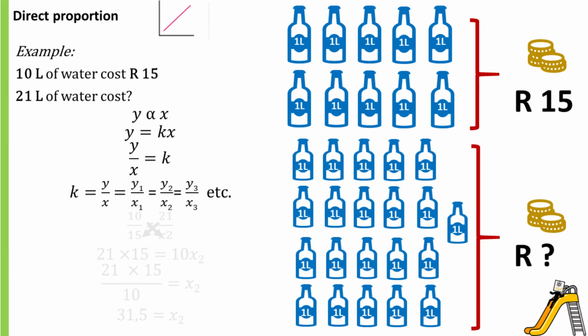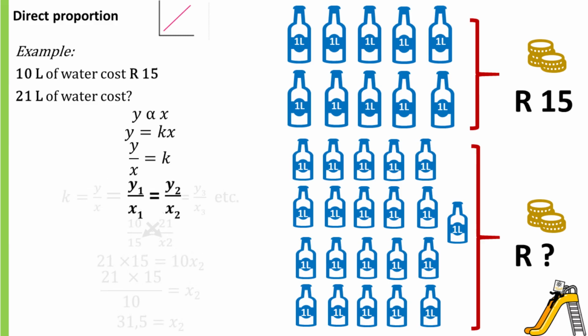Now, in order to solve for this, we will single out y1 over x1 is equal to y2 over x2, because that is a formula that we can actually work with. In this case, our y1 can be our 10 liters of water, and our x1 is our 15 rand, which is the cost. Our y2 will be 21 liters of water, and we will need to solve for x2, which will be the cost of the 21 liters that we don't know.